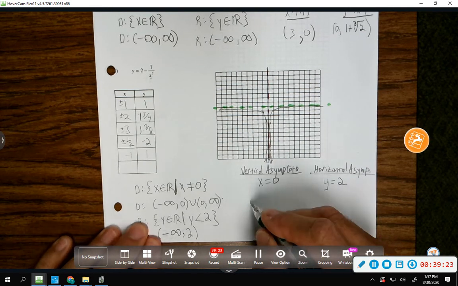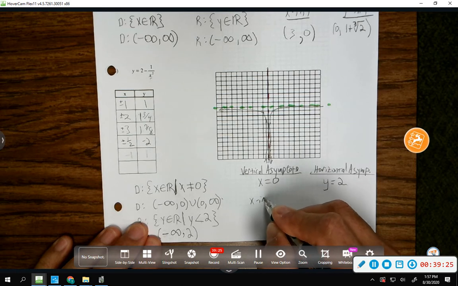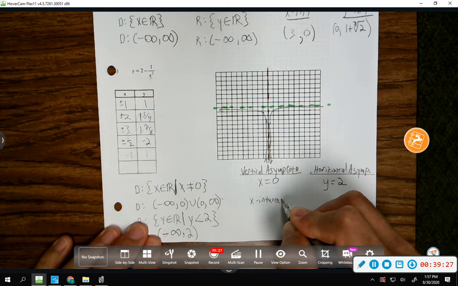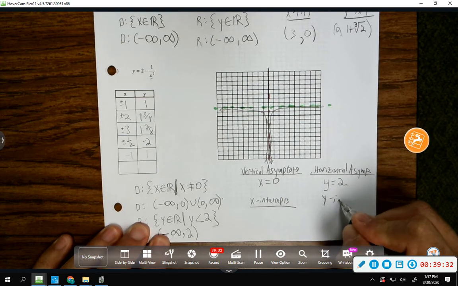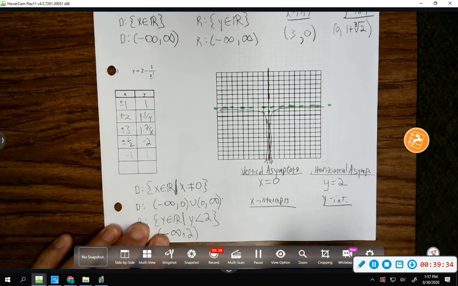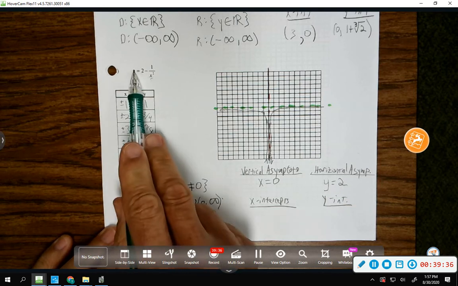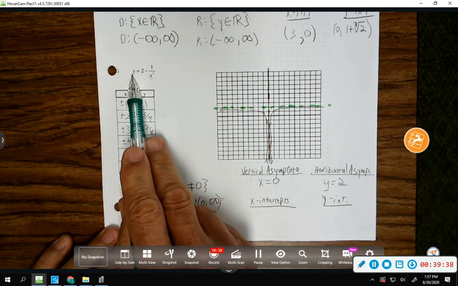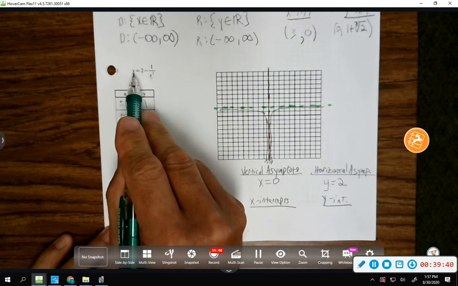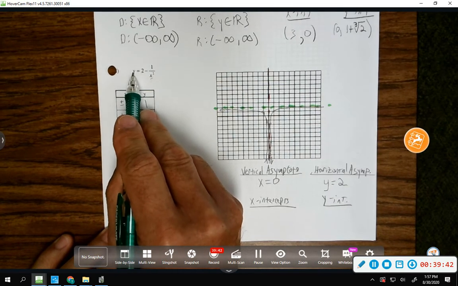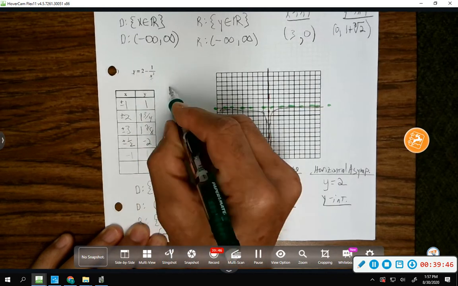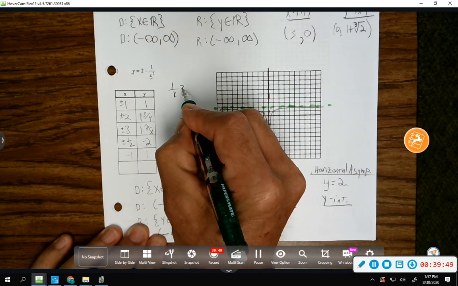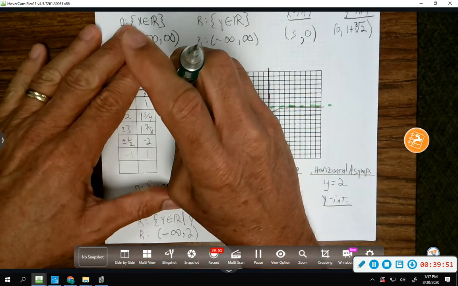Last part of this problem, x-intercept and y-intercepts. Find an x-intercept, plug in 0 for y. Watch what happens. This one here, you pretty much have to do it algebraically. If I plug in 0 for y, I can add this to the other side. I can write 1 over x squared equals 2.